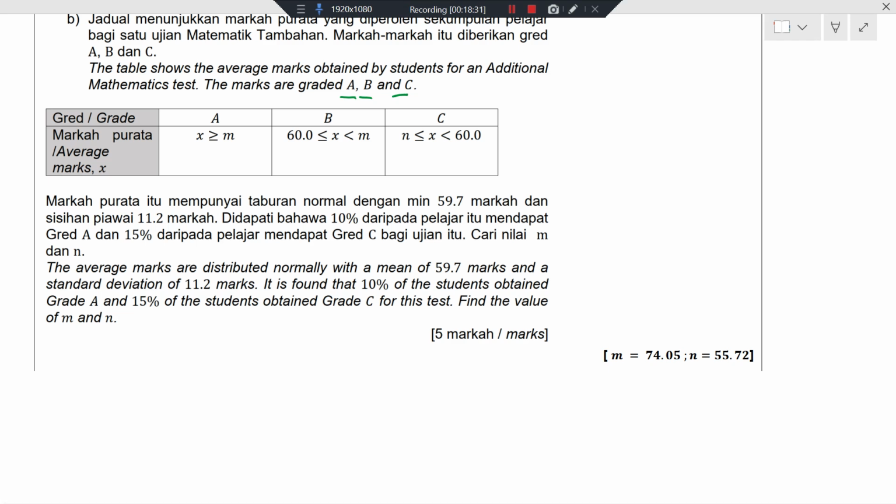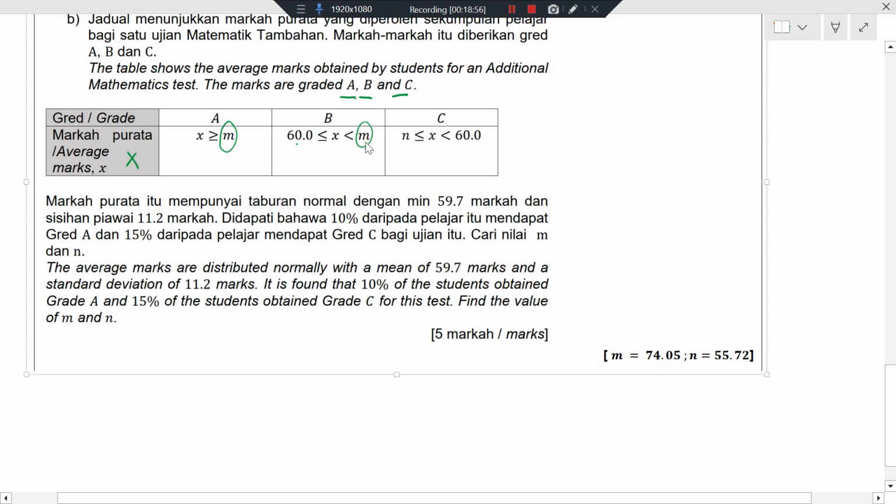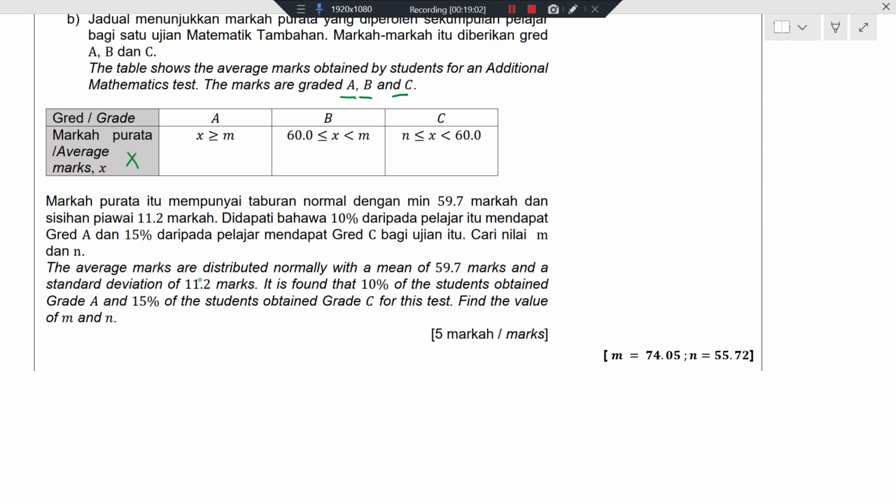You can see that the value of X is the average mark, but we don't know the marks. This one is 60 to M, and for A we don't know. We cannot do our own working, like assuming 80. We cannot assume that. For grade C, we don't know either. They give you full unknowns, but it's okay. What are the clues given to me? Let us look for that.